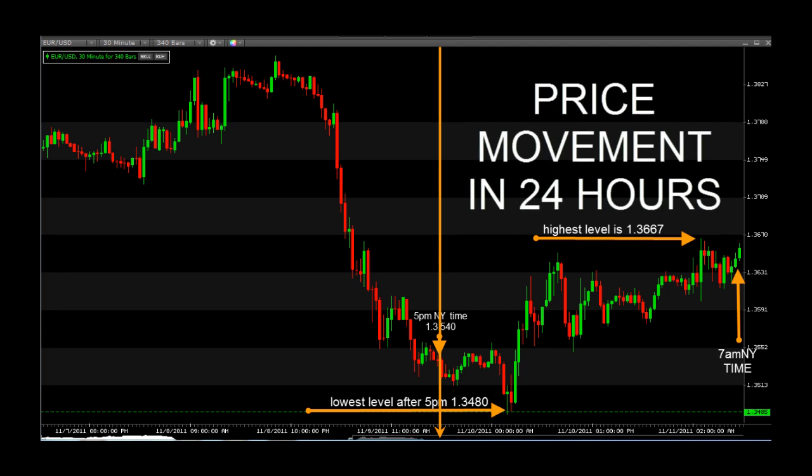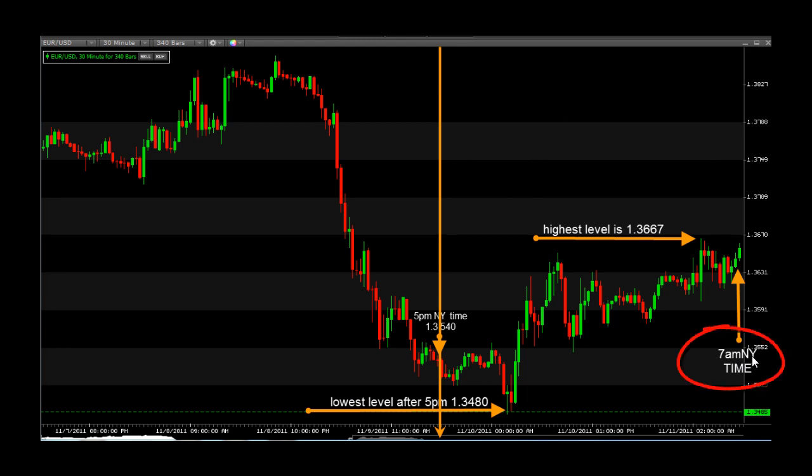Now, before we get started, I want you to take a look at this chart we have in front of you. To the right, we have the time of 7 a.m. New York time. That would be the start of the US session. To the left, you can see we have 5 p.m. New York time. Now, we're using a 30-minute chart just to give us a broader view of the price movement for the last 24 hours.